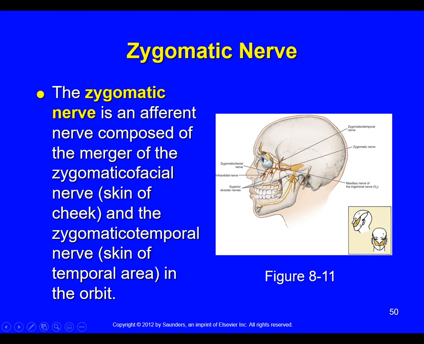So the first one coming off of that diagram is the zygomatic. It's an afferent nerve composed of the merger of the zygomaticofacial nerve, which innervates the skin of the cheek, and the zygomaticotemporal nerve, which innervates the skin of the temporal area in the orbit.